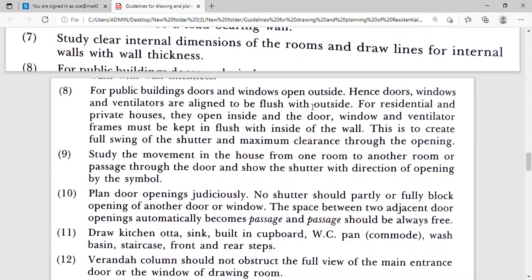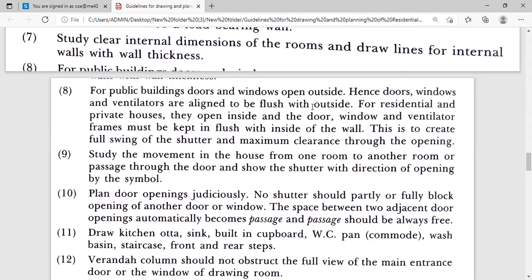For residential and private houses, they open inside, and the door, window and ventilator frames must be kept flush with the inside of the wall. This is the criteria, to create a full swing of the shutter and maximum clearance through the openings. That is, for getting the maximum openings, in a residential building we provide the openings of doors, windows and ventilators towards the inner side.